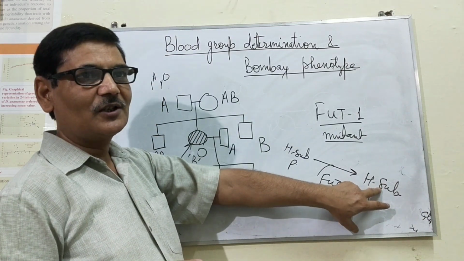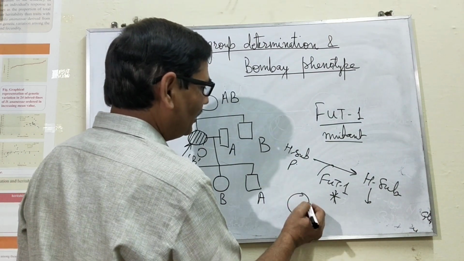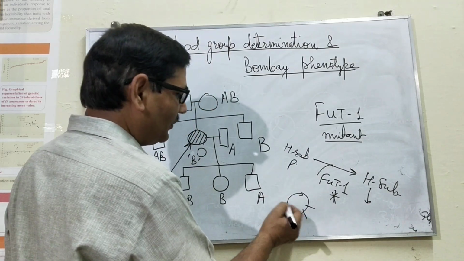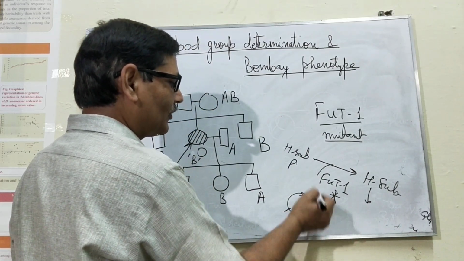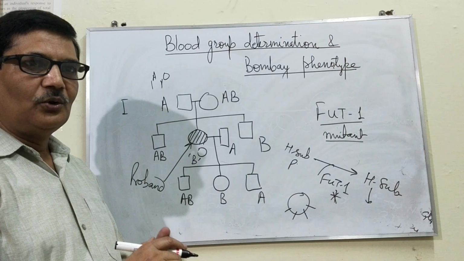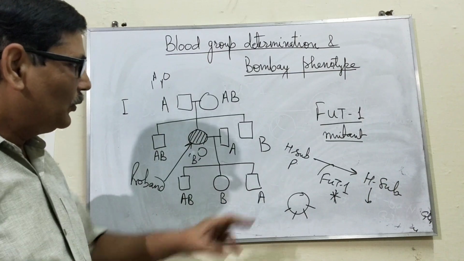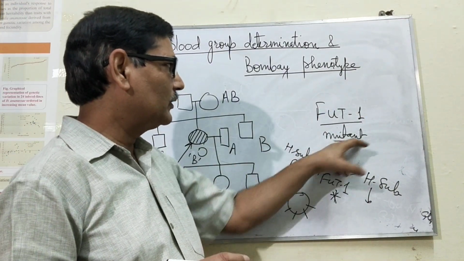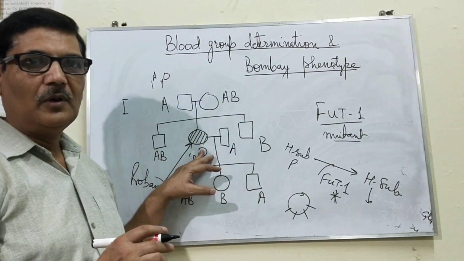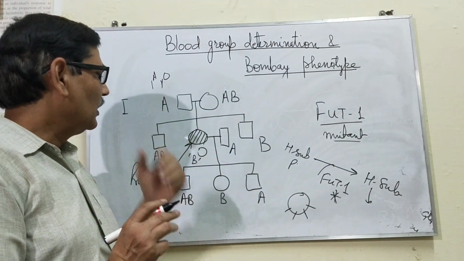And in her case, the H substance was not being formed. And that is why her RBC did not have the H substance present. And if it was not present in normal shape, then this IB allele was not able to add the galactose to its position, and that is why her blood group was O. So this was a specific case where, because of the homozygous recessive condition of this FUT1 gene, she showed O phenotype. She should have been of B blood group phenotype, but because of this mutation, this was the situation.